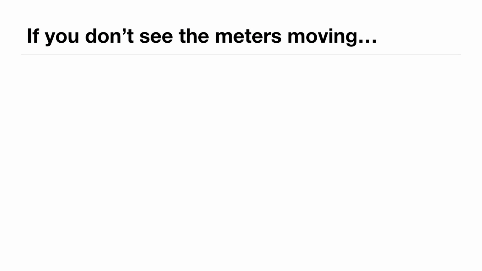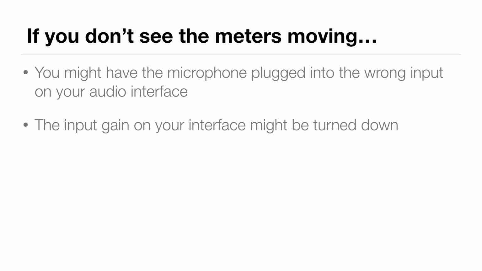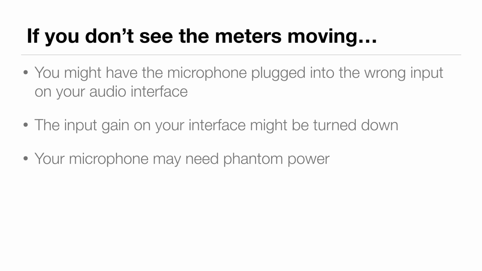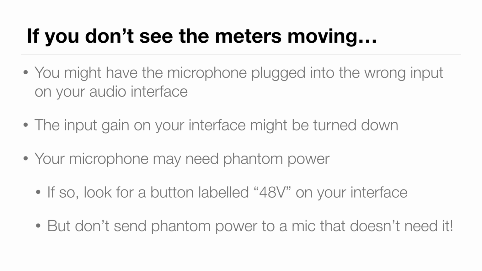If you don't see the meters moving, it could be because you have the microphone plugged into a different input on your audio interface, or the input gain may be turned all the way down, so try turning it up. Or your microphone may need phantom power. If so, look for a button labeled 48V for 48 volts, but check the mic manufacturer's website to find out if your mic requires phantom power. Be careful not to send phantom power to a mic that doesn't need it.